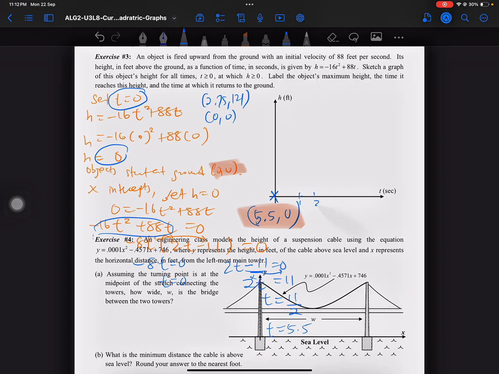1, 2, 3, 4, 5, then 50, 100, 150. So my maximum height at 2.75 is in the middle here. 121 is around here. So connect, and then the other point is this one I already drew. This coordinate is done. The last one is x 5.5, y 0. So it is here. So this is our graph.